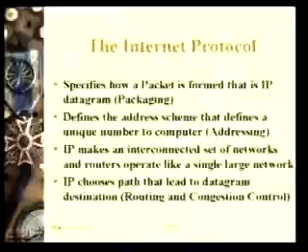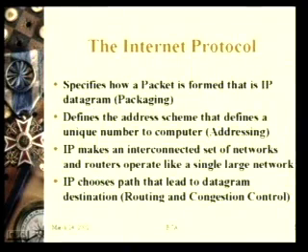IP makes an interconnected set of networks and routers operate like a single large network, and that is what TCP/IP, or your internet, is. IP chooses paths that lead to the datagram's destination, handling routing and congestion control. So it does a lot of activities as far as routing and congestion control are concerned. Let us dwell on the addressing part a little bit more.